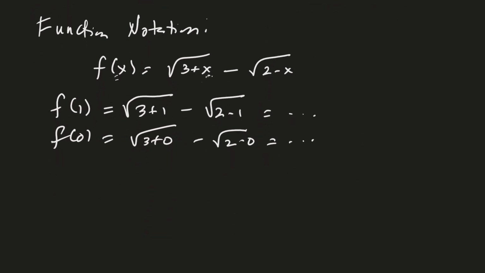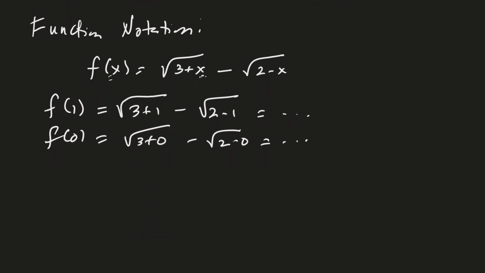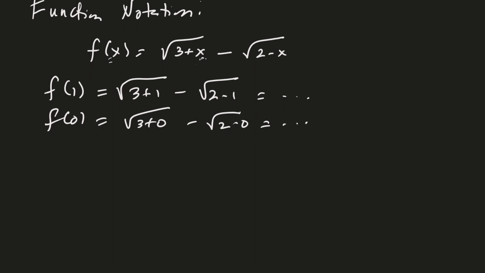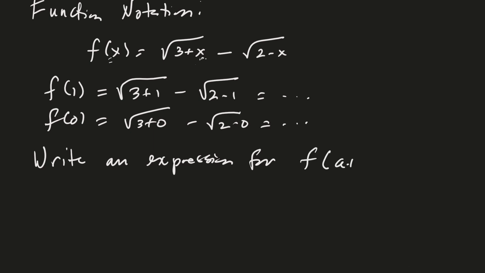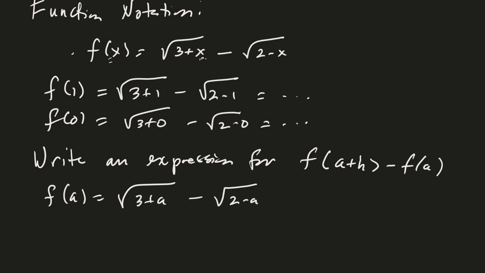Okay, so similarly, if I give you some weird notation, like write an expression for f of a plus h minus f of a, how would we do that if this is my f of x? Well, f of a is similar to this. That would be the square root of 3 plus a minus the square root of 2 minus a. And then f of a plus h would just be the square root of 3 plus a plus h.